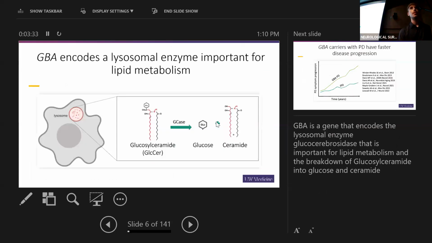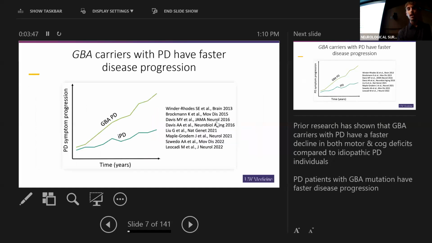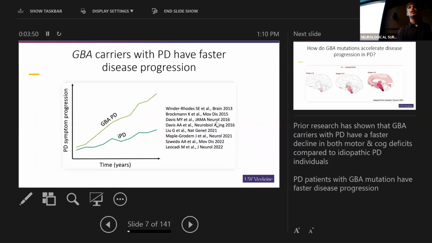You're probably curious what GBA is. It's a gene that encodes a lysosomal enzyme, glucocerebrosidase, and this is important for lipid metabolism. Specifically, it breaks down glucosylceramide into glucose and ceramide. In addition, our lab and others have found that GBA carriers with Parkinson's disease have shown faster clinical progression over a time course of a couple of years.